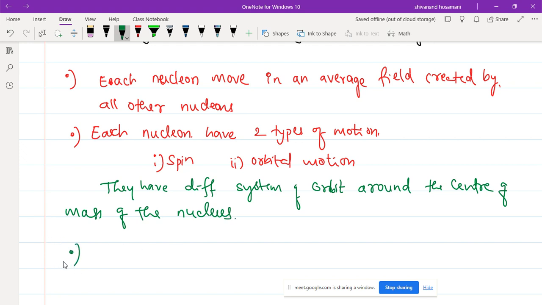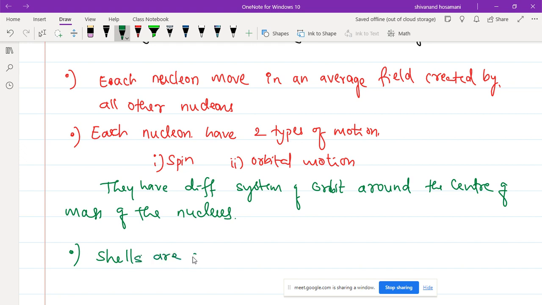And fifth point is, cells are regarded as filled when they contain a specific number of neutrons and protons. The name cell model comes because different orbits we call cells.